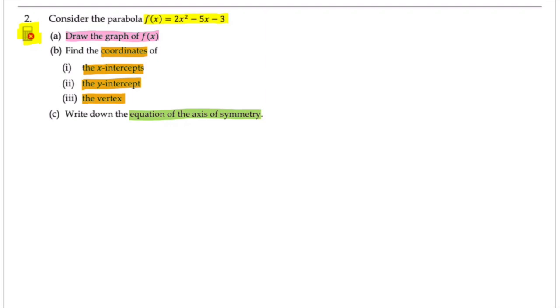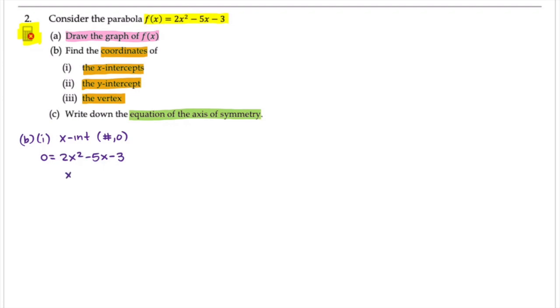In order for us to do our drawing piece, which is part A, we are going to actually need to find some of the key features, which are some of the stuff that we need for part B and part C. So I'm going to start off with part B, the x-intercept. To find the x-intercept, we know that is a point on the x-axis, which means that the y value is always 0. So what can I do? I can replace f(x), or y, with 0. And we're going to try and factor this.